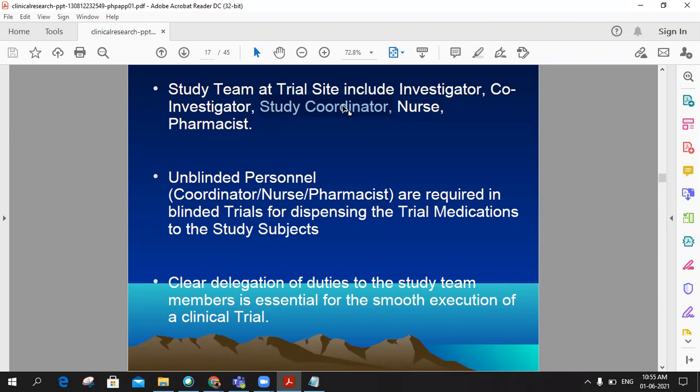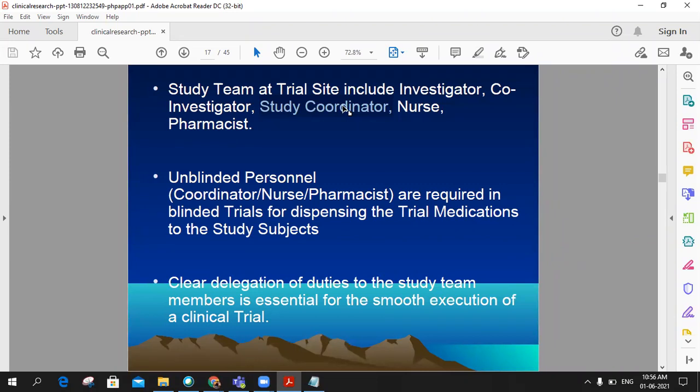Blinded is basically masking. They will not be able to work on some areas because they should not see the data, they should not see those drugs. And unblinded people are exposed to everything, so they can see it. So there are two different people, blinded and unblinded. This is only applicable in terms of blinded trials.